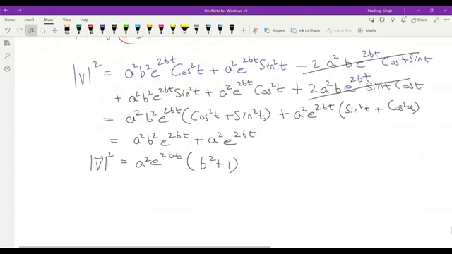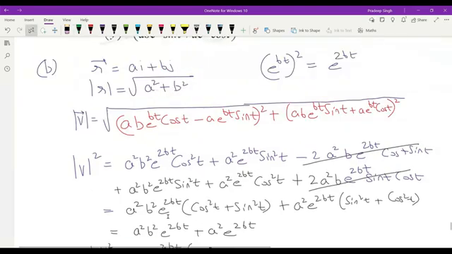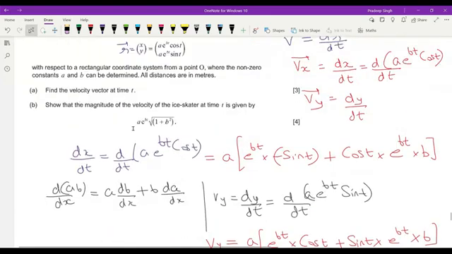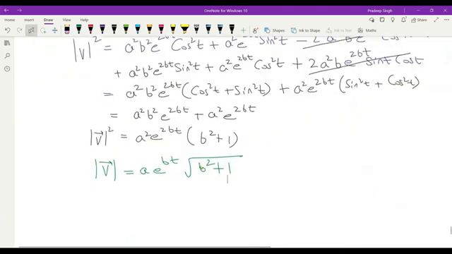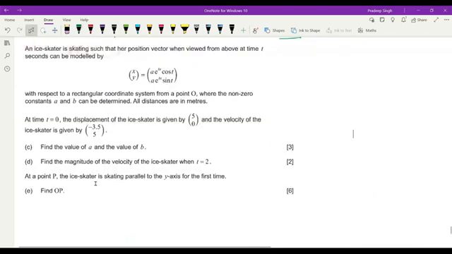Now, in order to find the magnitude itself, let's take the square root now, because that is important. So we will get just square root, we'll get a into e to the power bt square root of b square plus 1. So let's just cross check. In the part B, they have mentioned a into the power ebt square root of 1 plus bt square, and that's the answer for part B. Moving to the part C, they have given some additional information.